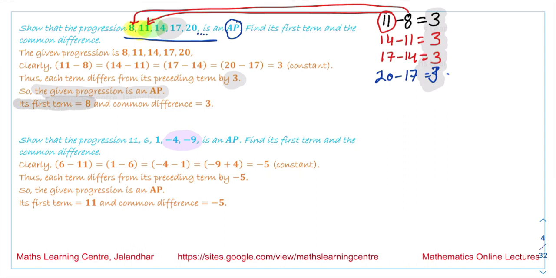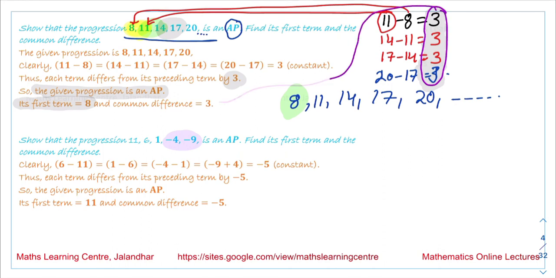Its first term is 8. We are talking about this progression, it is 8, 11, 14, 17, 20 and so on. First term means this is the first term, you cannot interchange the values over here. The common difference means this common value over here, that is 3. It is important to note that all these differences should be 3. If suppose one of the values is say 2, then this is not an AP.